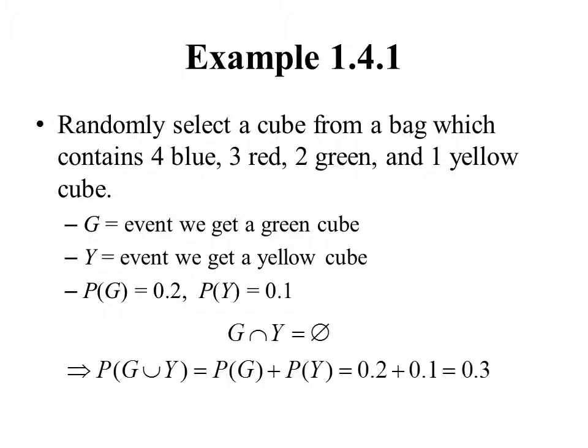Okay. Now, note that the event G and the event Y do not overlap. It's impossible to get a green cube and a yellow cube if we just select one cube from this bag. So G intersect Y is equal to the empty set. And so therefore, by the third axiom, the probability of G union Y equals P of G plus P of Y, which is 0.2 plus 0.1, which is equal to 0.3. So if we have disjoint events, it's very easy to calculate the probability of their union.